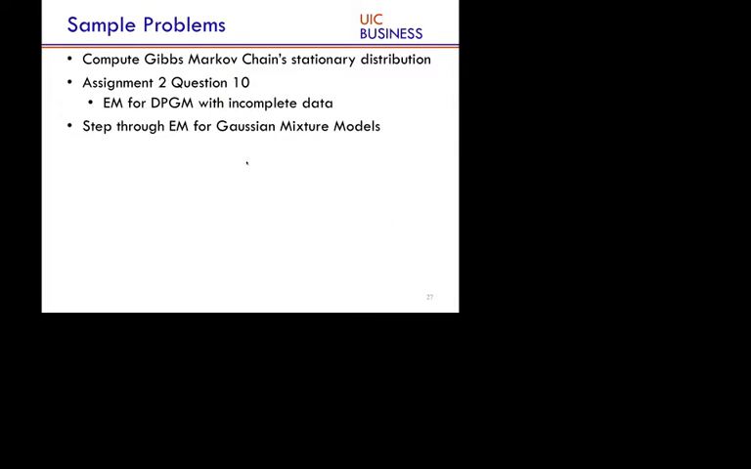So let's now get into more meatier stuff. We're going to look at three sample problems. First, we're going to look at Markov Gibbs sampling in a little bit more detail. Then we'll revisit assignment question 10. I don't know how many of you were able to do it successfully, but we'll look at it again in this class. Then we'll step through the EM algorithm for Gaussian mixture models.